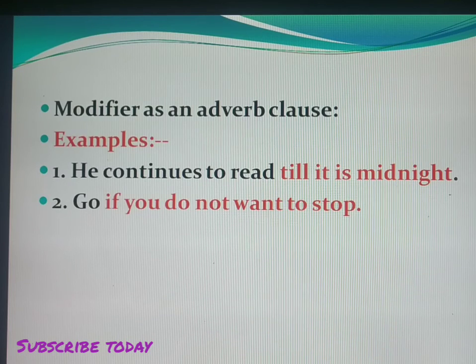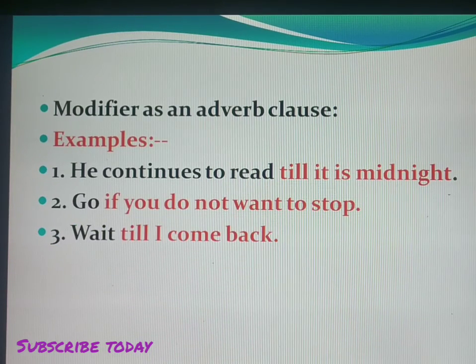Go if you do not want to stop. In this case also, this adverbial clause modifies go. Wait till I come back. Here, adverbial clause modifies the verb wait.